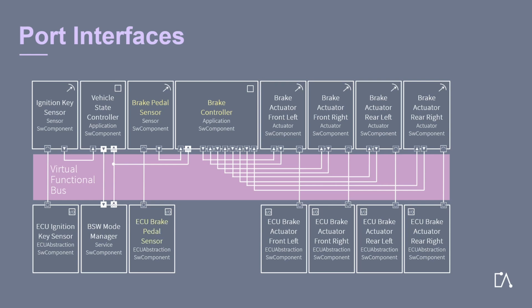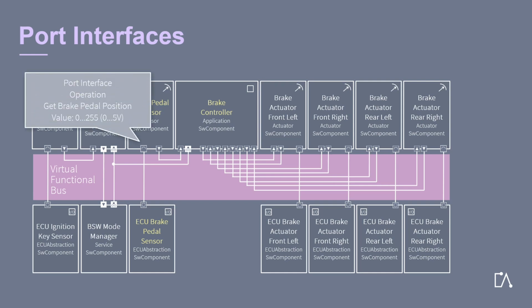It gets this information from the ECU brake pedal sensor, via this port. This port is a port interface, which has an operation get brake pedal position. This operation provides a value between 0 and 255, which corresponds to a voltage of 0 to 5 volt, if we assume the brake pedal position is communicated via a voltage. 0 volt means the driver is not braking, while 5 volt means the brake pedal is fully pushed down.